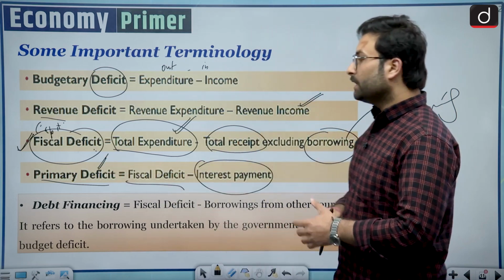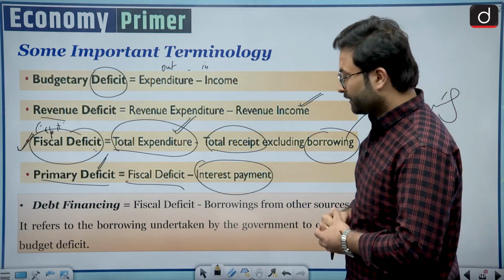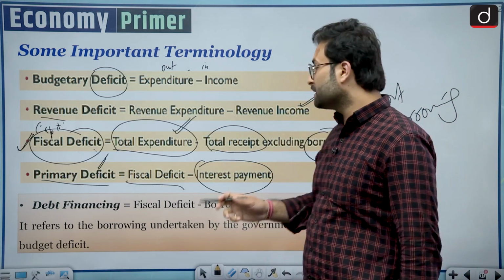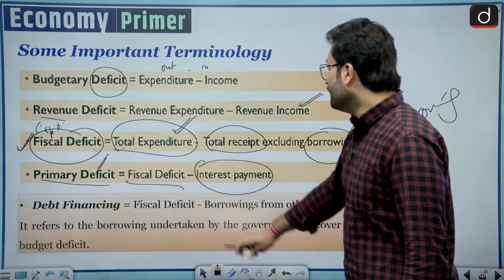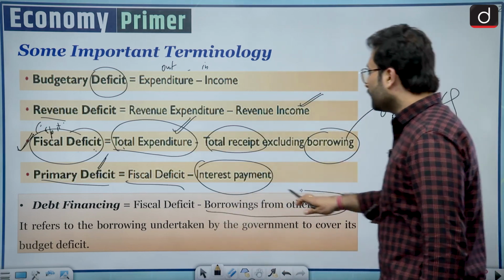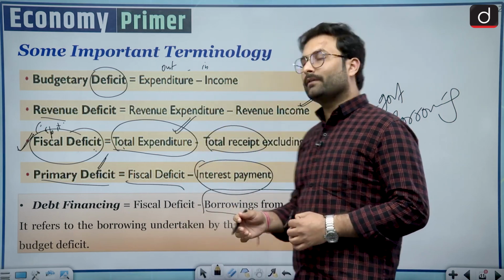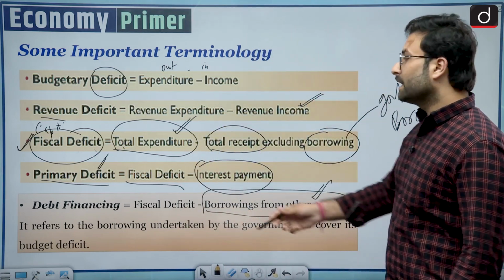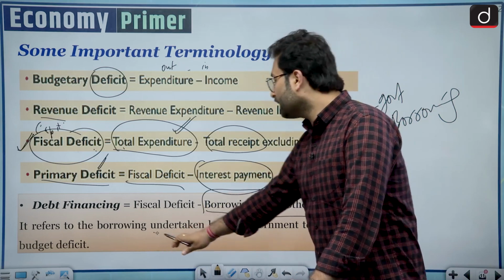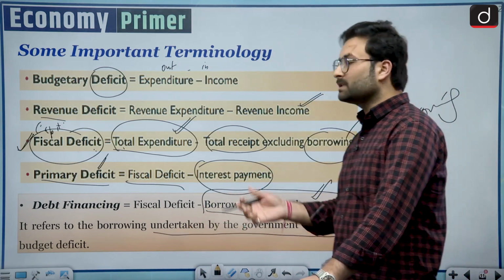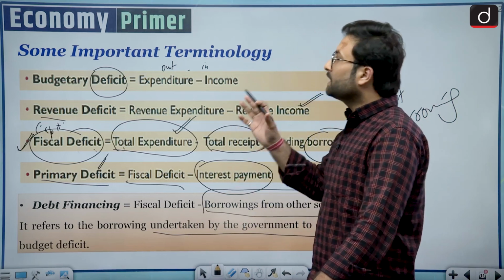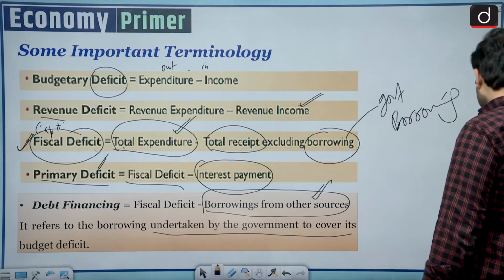Okay, now there is this term, that is debt financing. When we are talking about debt financing, that basically means from the fiscal deficit we take away the borrowing from the other sources. There are various sources of the government. When we take away these borrowings from the other sources, we get the debt financing. It refers to the borrowing undertaken by the government to cover its budget deficit. So basically these are some important terminologies which we have discussed now.